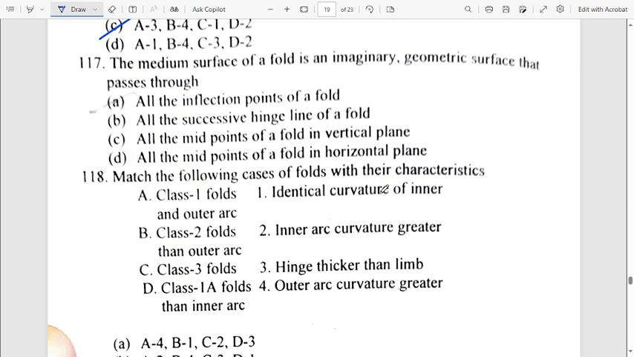The median surface of a fold is an imaginary geometric surface that passes through all the inflection points of a fold.